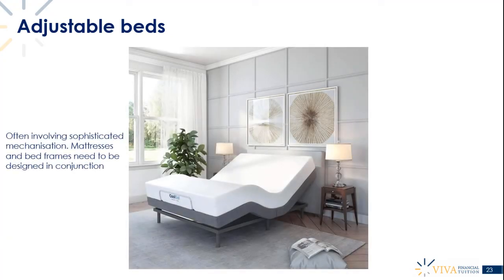Finally, there's the adjustable bed. I'm sure you've seen these before. These are not very common, it has to be said. They often involve sophisticated mechanization in the manufacturing process. Mattresses and bed frames need to be designed in conjunction as well. Okay, a very important point here, that you're going to have a specially designed mattress that fits in with that particular bed frame and is manipulable in the correct way. And that's not the case with your typical mattress. So those two things are often sold in conjunction, one with the other, and there's very little in terms of switching around. Okay.